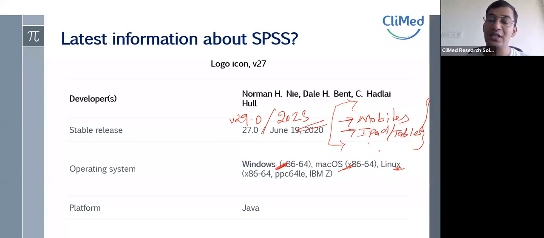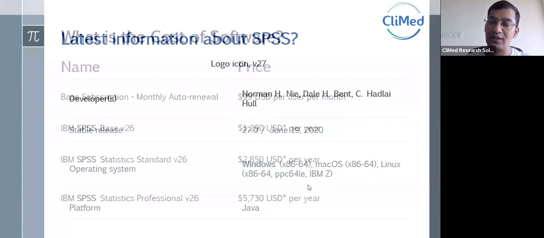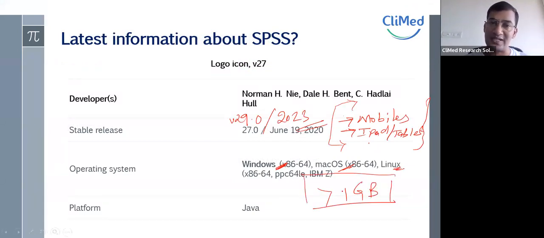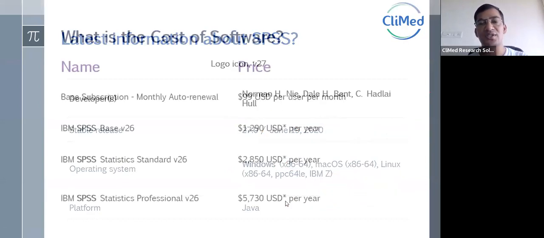If you're using SPSS, please keep in mind, don't try that software on your mobile, because the size of the software itself is more than 1 GB. Okay, the size of the product is more than 1 gigabyte. So that is the product size. When you are downloading, I'll tell you. And the platform where this software is built is Java. So this is just the basic information.